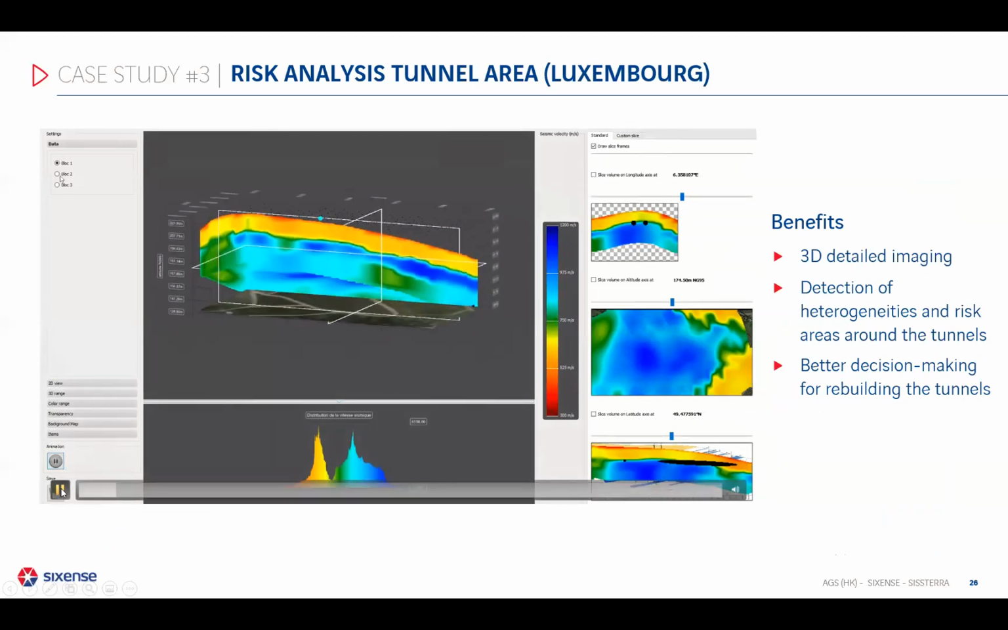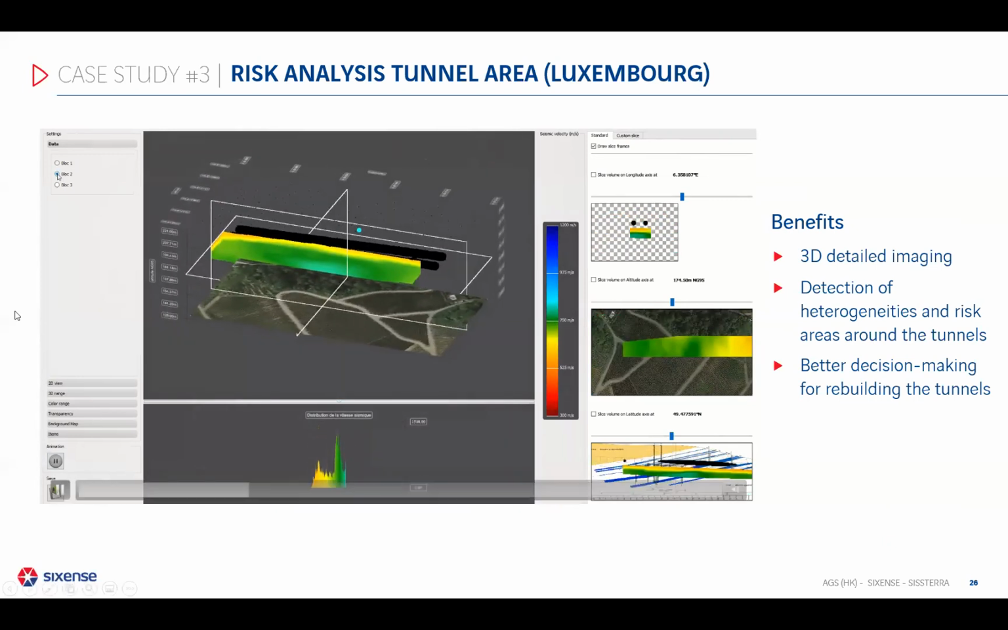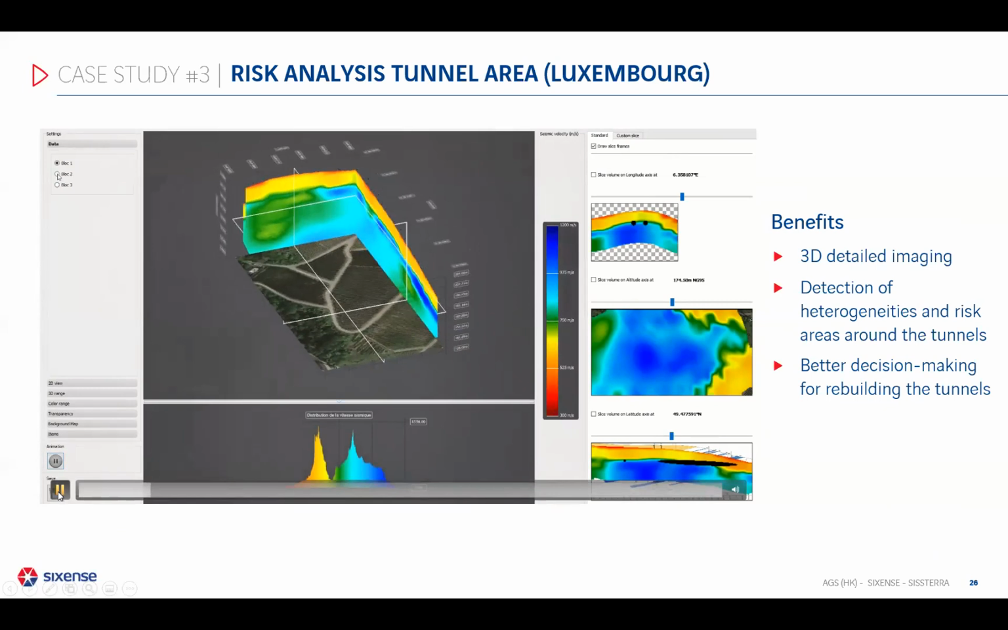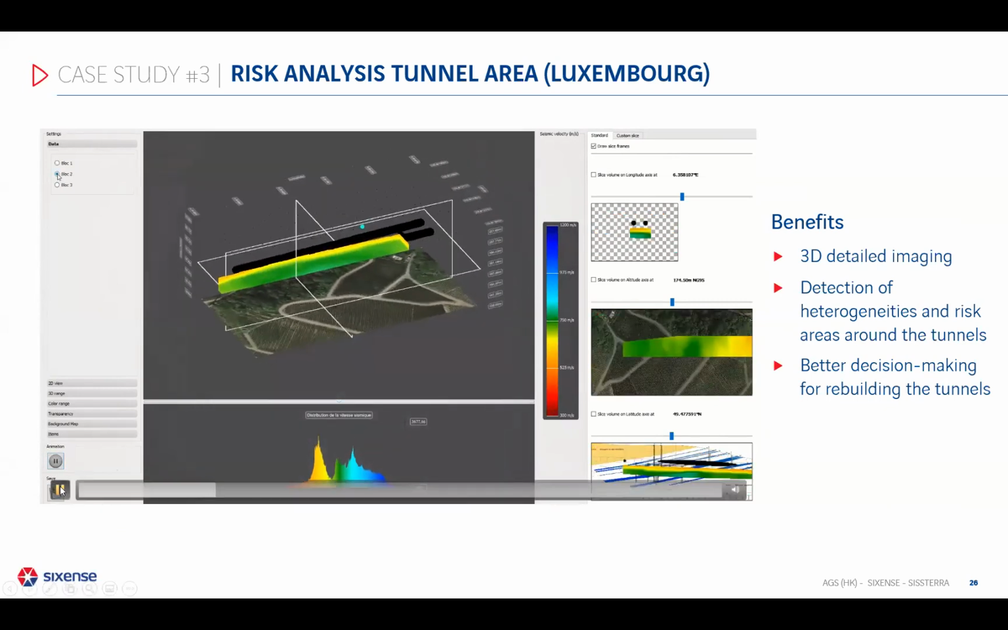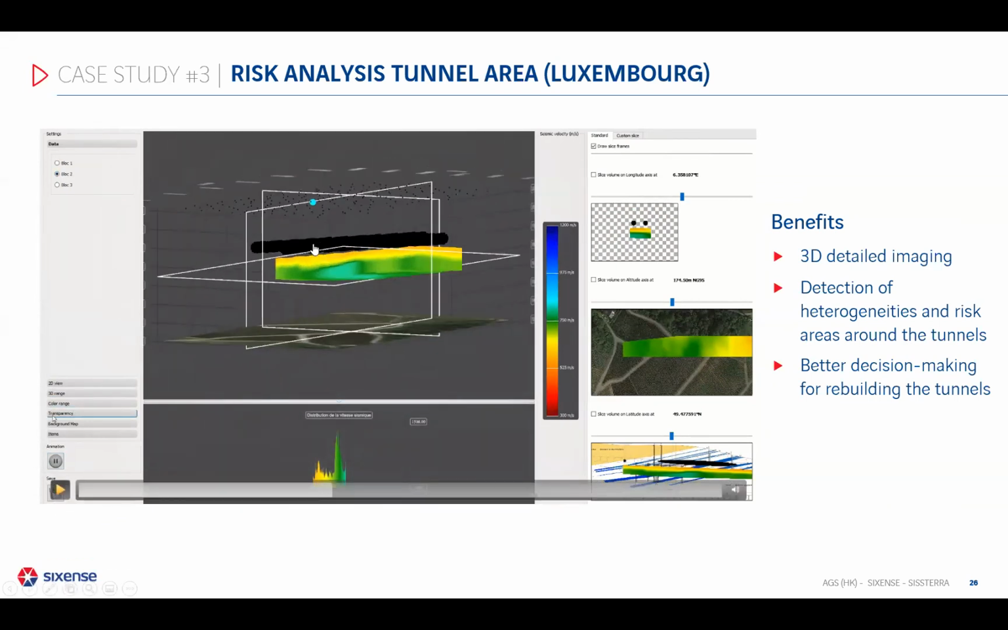In this video, we see the final result visualized with our software, in which we see the 3D velocity model down to about 60 meters depth, with velocities that vary between 300 and 1,200 meters per second. We see the results obtained from the surface network and also the ones obtained with the network deployed in the tunnels. So we get a detailed image beneath the tunnels, which was not really possible with the surface network.